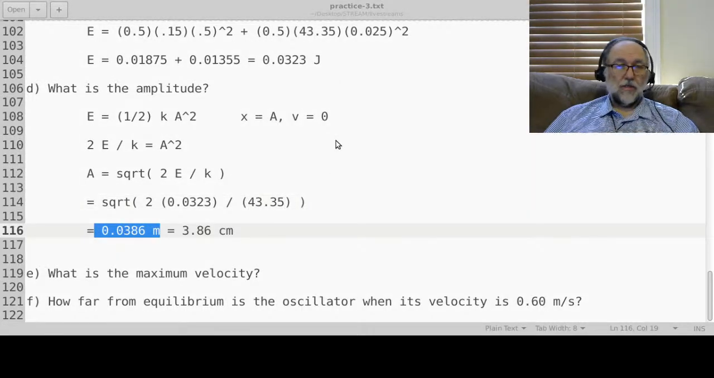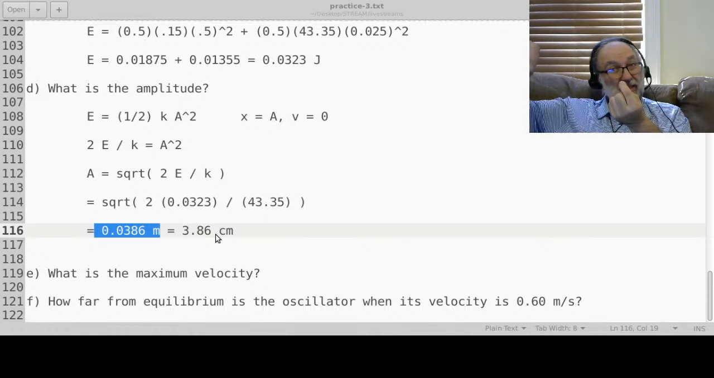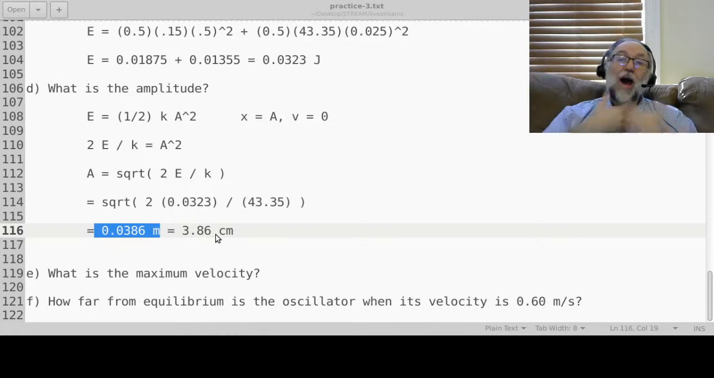But since we've been working in centimeters, I converted it to centimeters: 3.86 centimeters. Does that make sense? Well, think about it. When it got to the 2.5 centimeter point, it still had some velocity. So it's probably going to go past the 2.5 centimeter point. We don't know how much further, but it'll go further than it. And so you expect this answer to be bigger than 2.5. And it is. It's 3.86. Again, that's just a check.